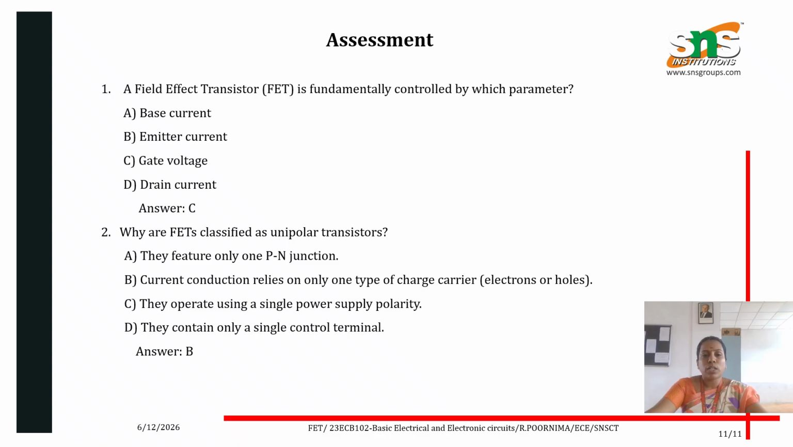Why are FETs classified as unipolar transistors? They feature only one p-n junction. Current conduction relies on only one type of charge carrier. They operate using single power supply polarity. They contain only a single control terminal. We know that FET is unipolar because the current conduction in the FET relies on only one type of charge carrier, electrons or holes. So the answer is option B.